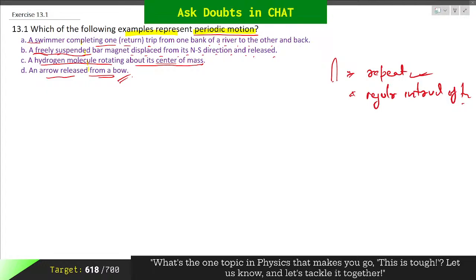We know a motion that is repetitive and that repeats at regular interval of time is known as periodic motion. So we will have to check all the four options, whether they are repetitive or not, and if they are repetitive, are they repeating at regular interval of time or not. The first option is a swimmer completing one return trip from one bank of the river to the other bank. So this motion is repetitive, but we don't know whether the swimmer is taking equal interval of time or not, so we can't say that the motion is periodic.